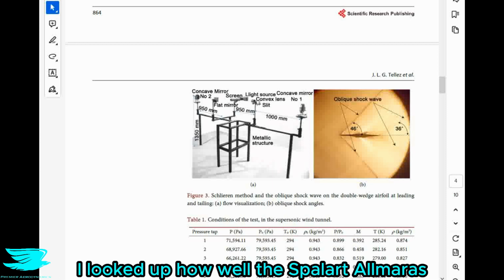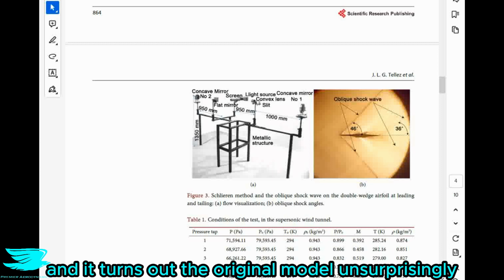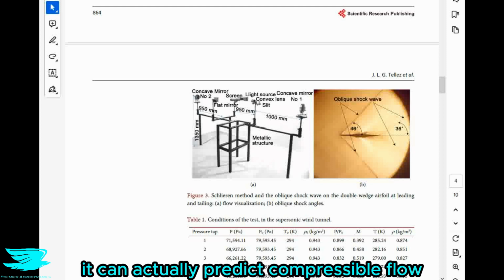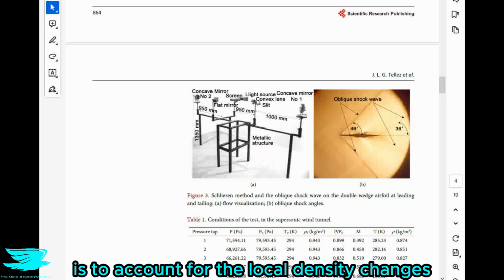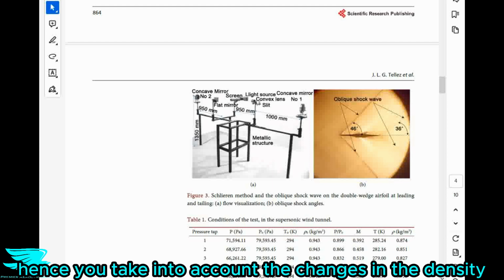So I looked up how well the Spalart-Allmaras model worked for compressible flows. And it turns out that the original model, unsurprisingly, is terrible at it. But if you modify it, it can actually predict compressible flow physics quite well. The typical way to modify it is to account for the local density changes when you're calculating the viscosity. Hence, you take into account the changes in the density.